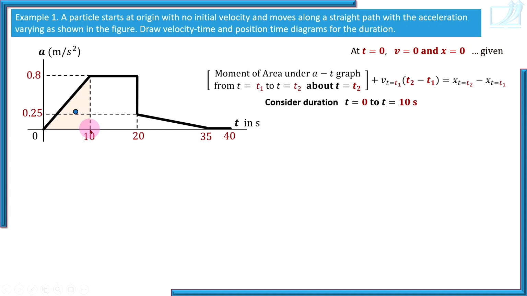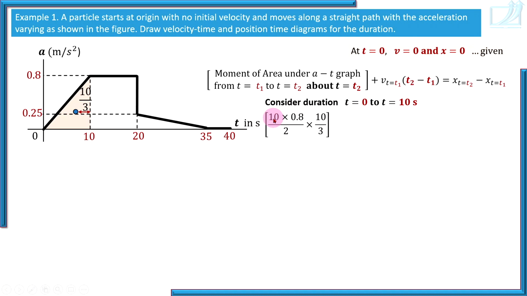Now t equal to 10 seconds, that means it is a vertical line. So t equal to 10 seconds is this vertical line. So it is moment of this area about this vertical line, means area into distance of its centroid from t equal to 10 seconds, this vertical line. Location of centroid of a right angle triangle from its vertical edge is 1/3 of its base. So 1/3 of 10, this is that distance.